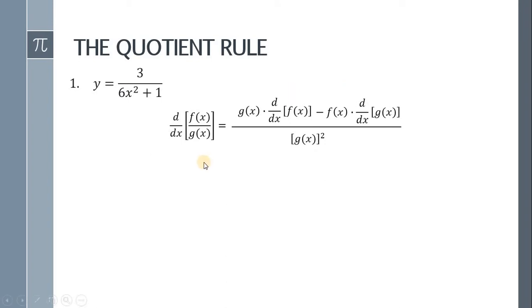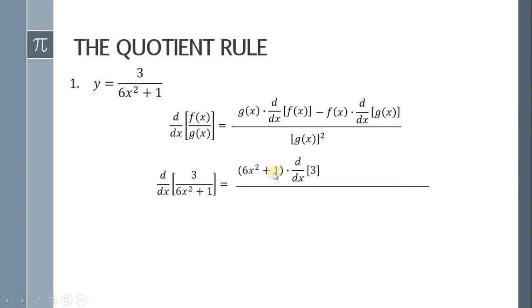Next, iset up natin yung ating equation. So, we have the derivative of 3 over 6x squared plus 1. So, yung ating high function is 3, and yung low function natin must be 6x squared plus 1. So, we have low d high, 6x squared plus 1 times the derivative of 3, minus high d low, minus 3 times the derivative of 6x squared plus 1. Square the bottom, and there you go. So, we have 6x squared plus 1 raised to 2.